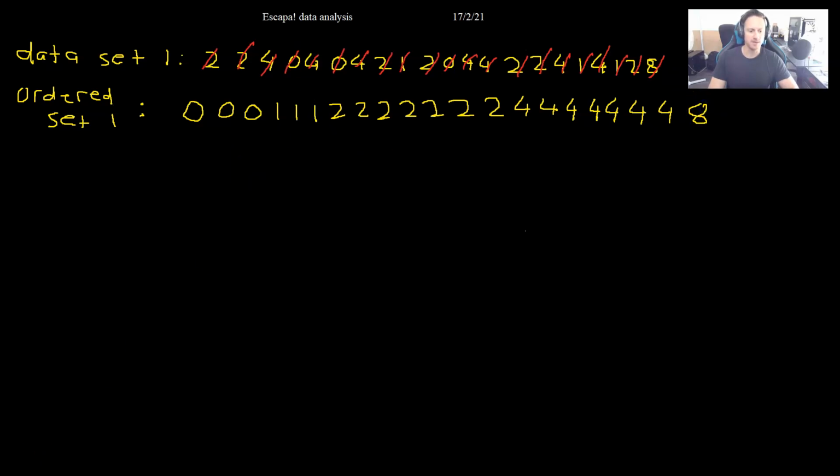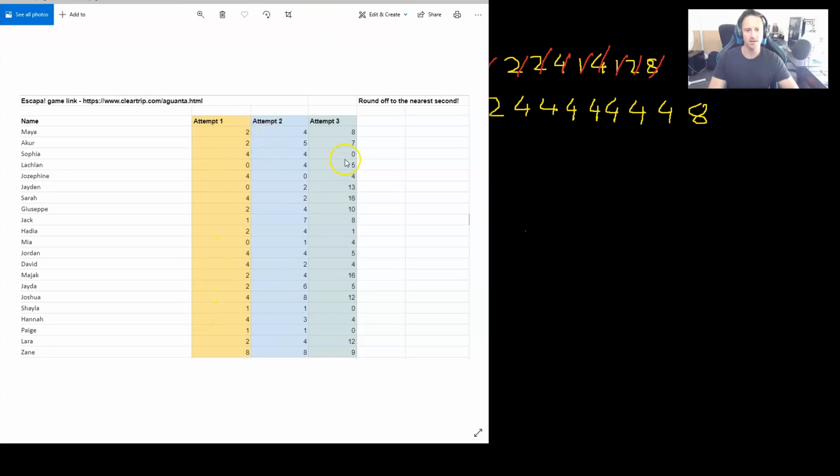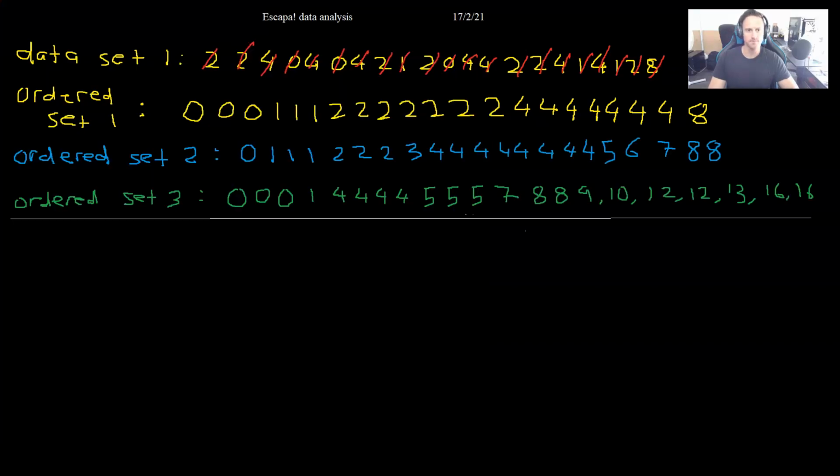I'm going to do the same thing for the other 2 data sets to get 3 ordered data sets for attempt 1, attempt 2 and attempt 3 in our game. Okay, so now I've got my 3 ordered data sets.